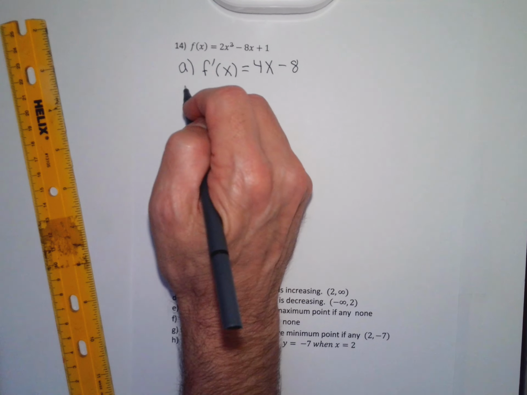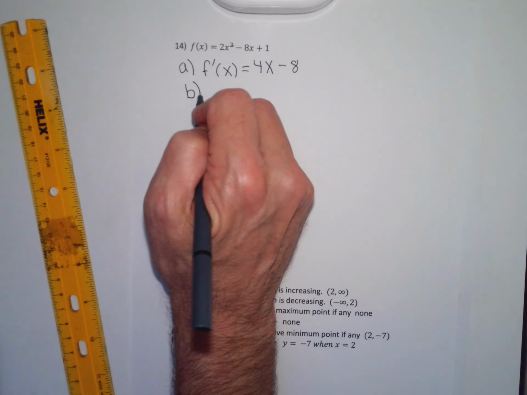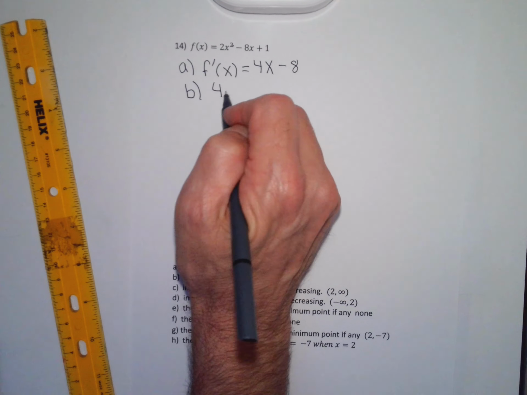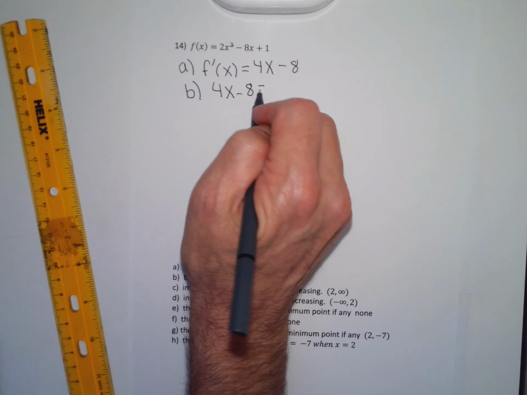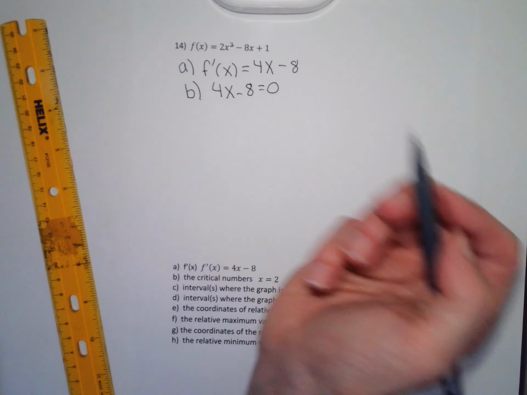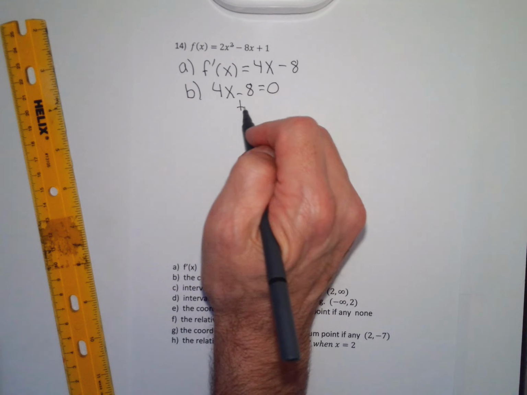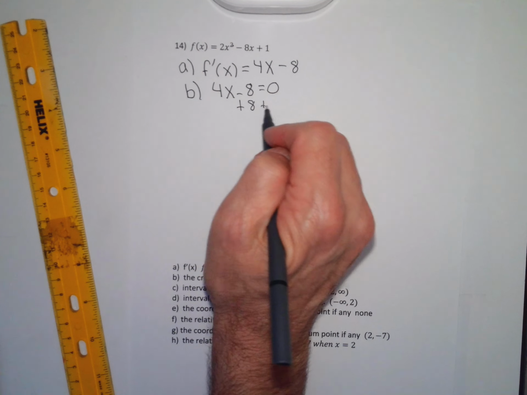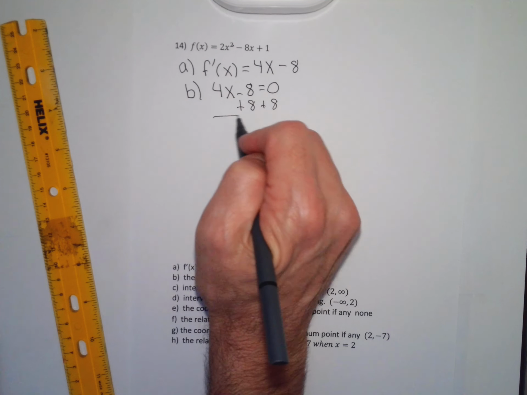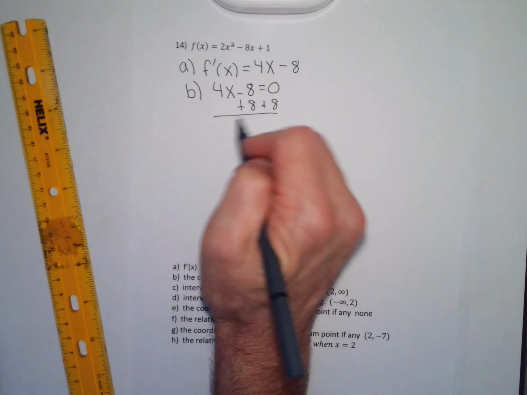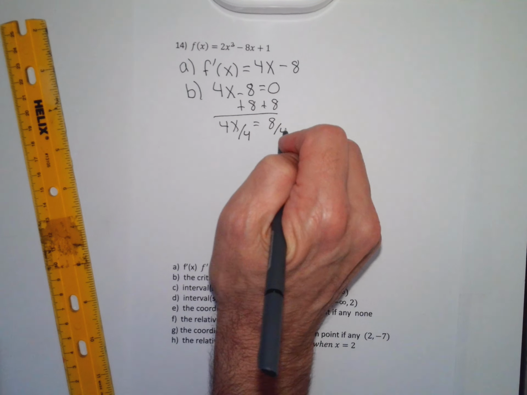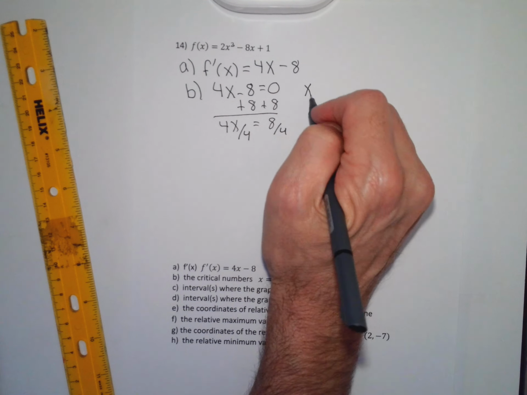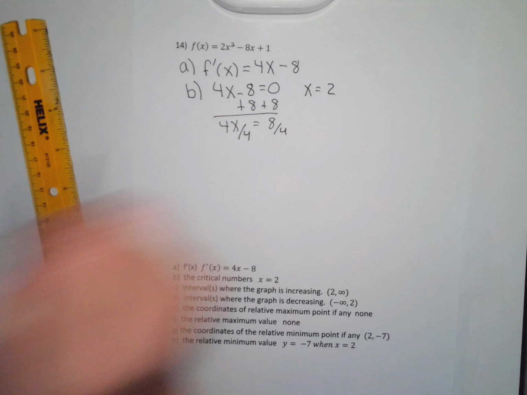Part B wants me to find critical numbers. And for a polynomial, critical numbers are just the values that make the derivative 0. So I just set the derivative equal to 0 and do the algebra to solve for x. This gives me 4x equals 8. Divide by 4, divide by 4. My answer to part B is x equal to 2.